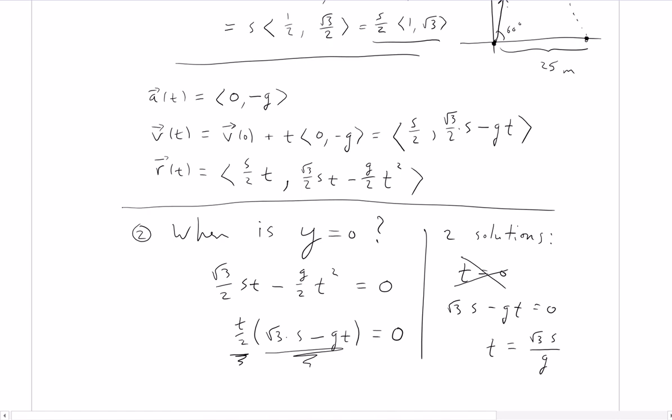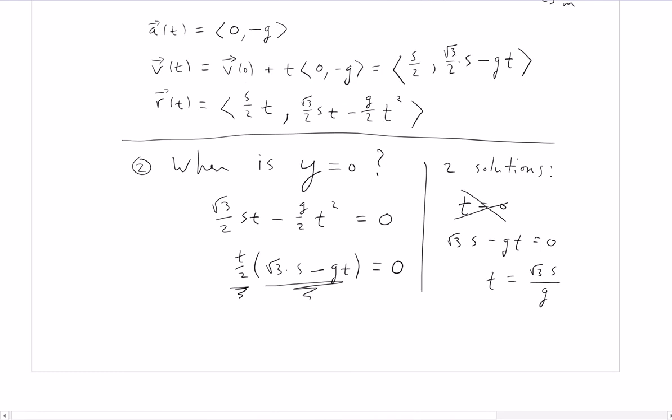So we're done with step 2. We found when it hits the ground, assuming that we knew s, which we don't yet. But if we did know s, this would be the time when it hit the ground. Okay, on to step 3.